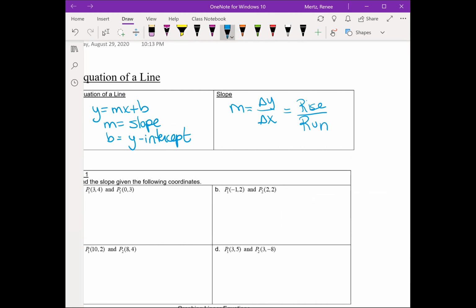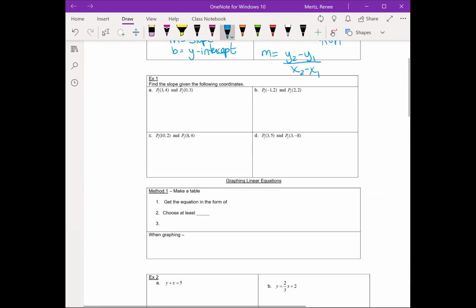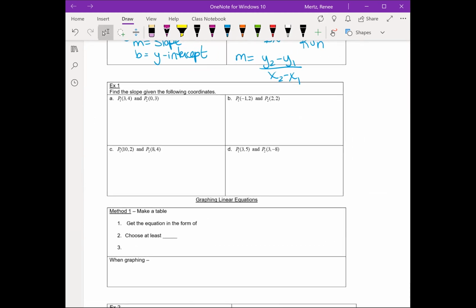Or you might want to remember the formula. So we have to subtract our y's and then subtract our x's. So y2 minus y1 over x2 minus x1. So we're just going to practice with this formula for a little bit, and then we're going to just go over the general sketch of it.